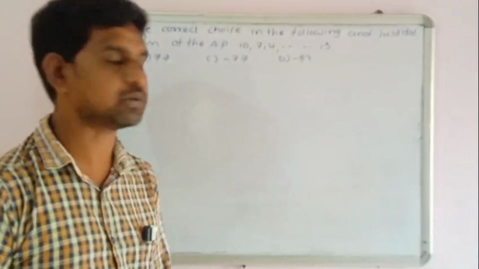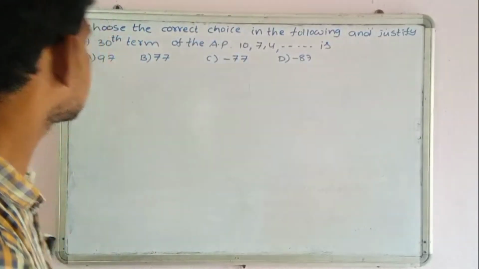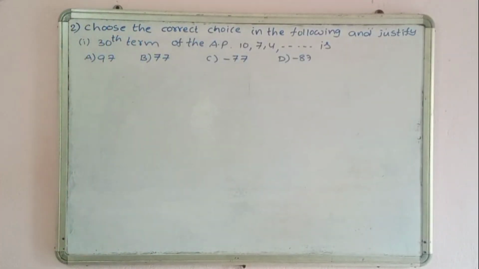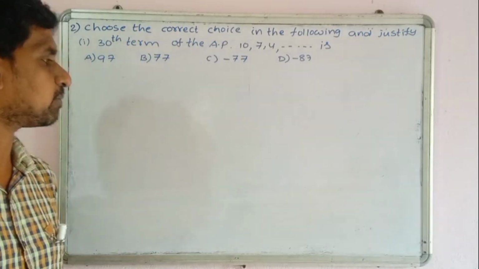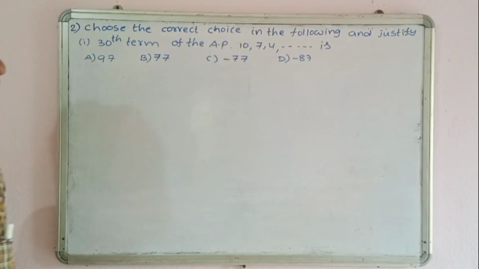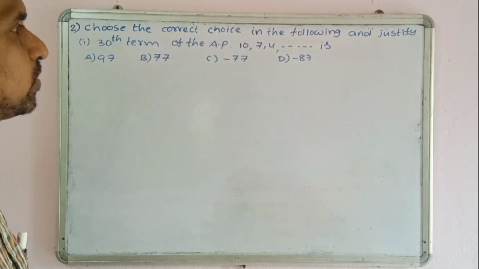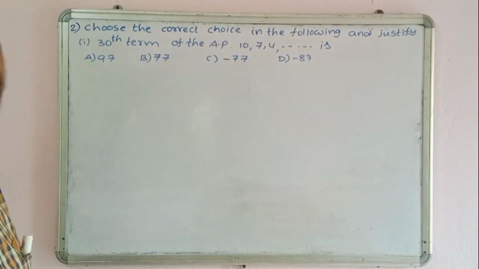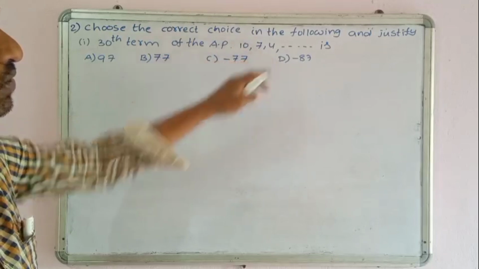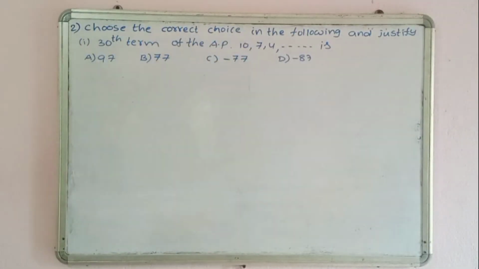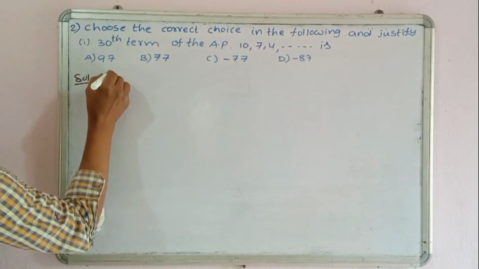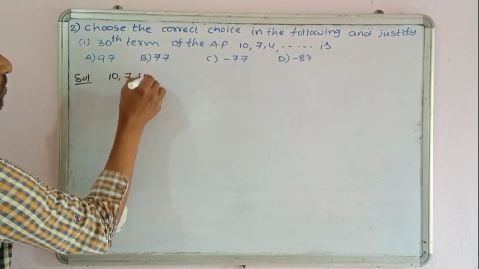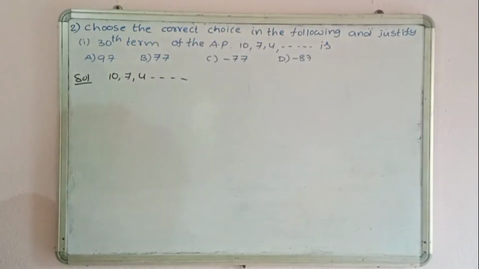Exercise 5.2. Second problem. Choose the correct choice in the following and justify. What is the 30th term of the AP 10, 7, 4, and so on? Okay, see what the series is. 10, 7, 4, and so on.